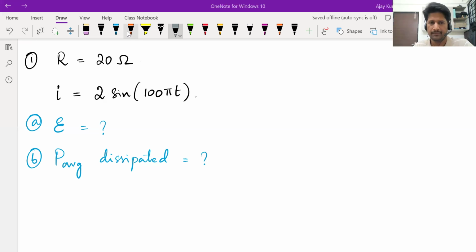Isha, can you tell? Sir, Ohm's law, V is equal to IR. Correct. So just multiply them. What does it become equal to? Okay, let's not waste much time. 40 sine 100 pi t.